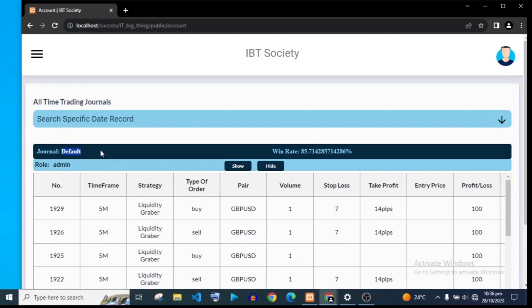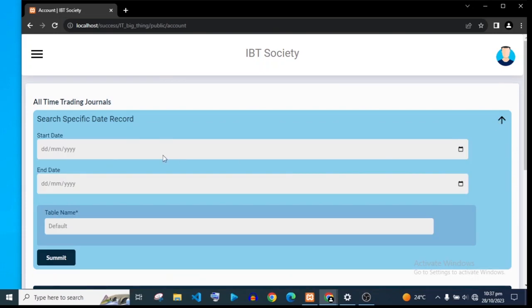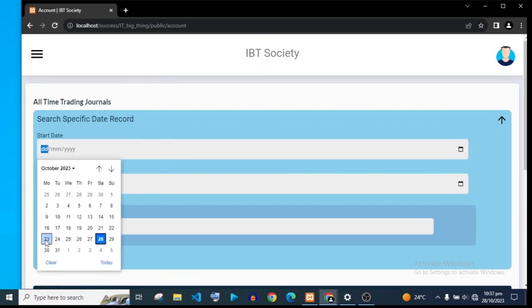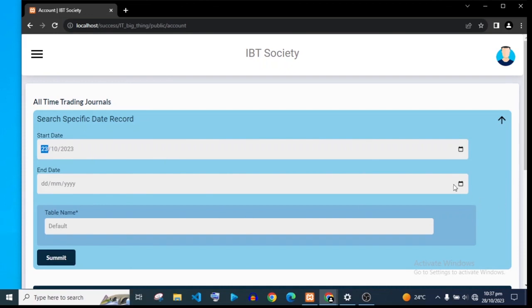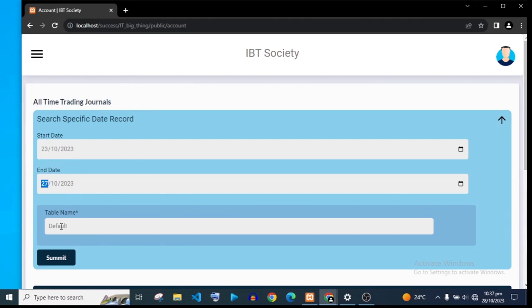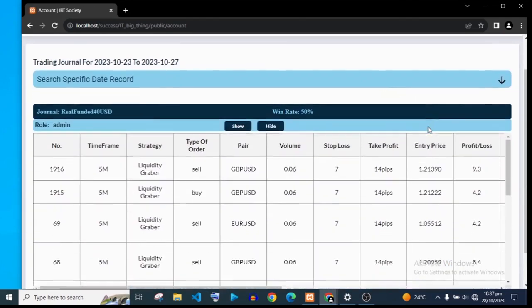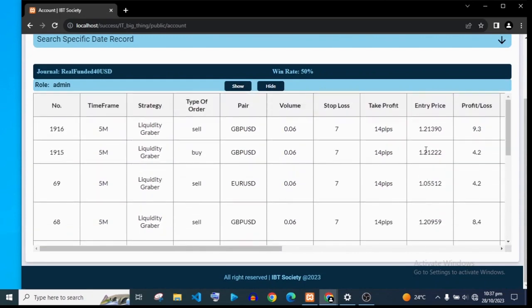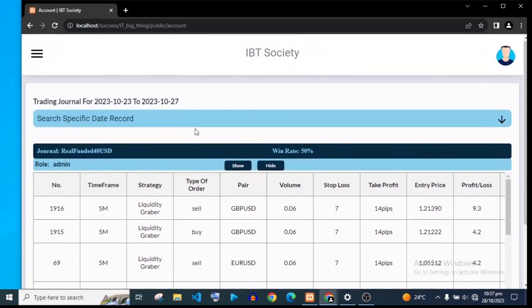default. So this is more like the back testing stuff I was doing. So this is the report for the back testing. So let's go straight to the challenge I took from this week. So Monday was 23rd, right? And then we choose from Monday to Friday, and then the table is real funded 40 USD. So that's the account I'm talking about. So I'll click on submit, and right now it brings up all the results from Monday to Friday of this specific account I'm trading.